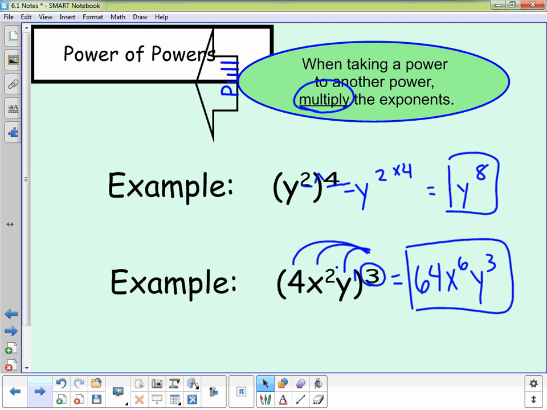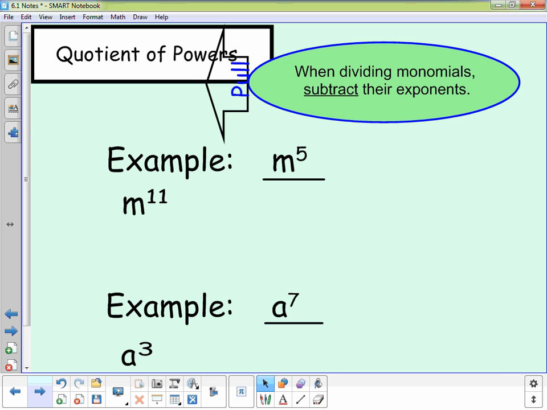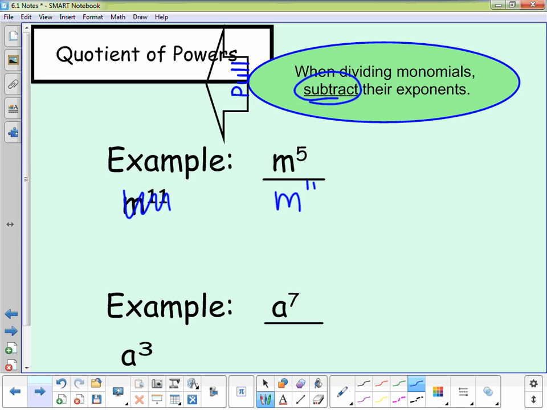Okay. The next property that we're looking at is the quotient of powers property. In the quotient of powers property, when we divide monomials, we want to subtract their exponents. Now our board got a little messed up here. This should have m to the 11th underneath it.